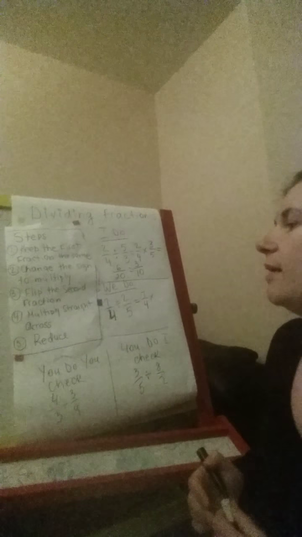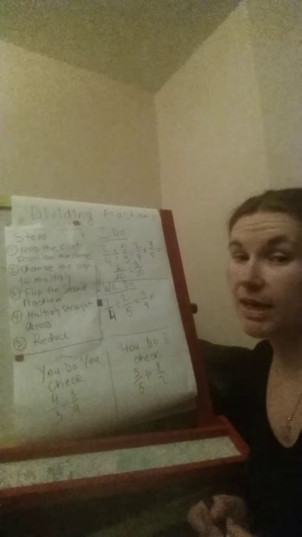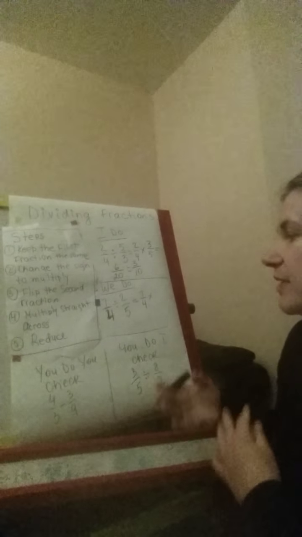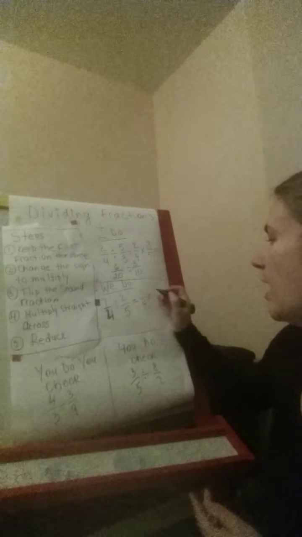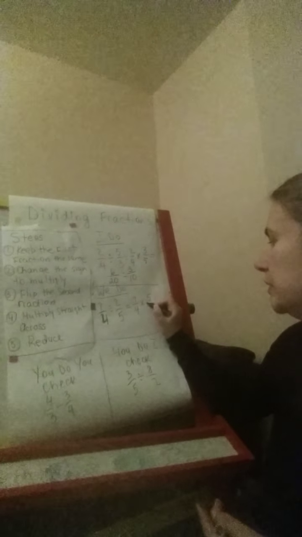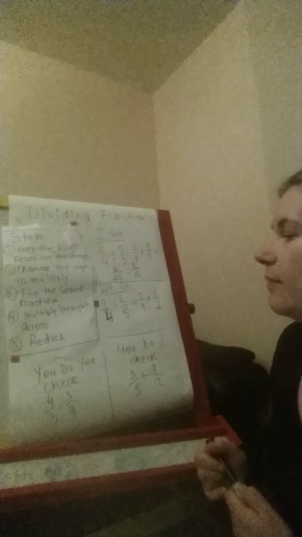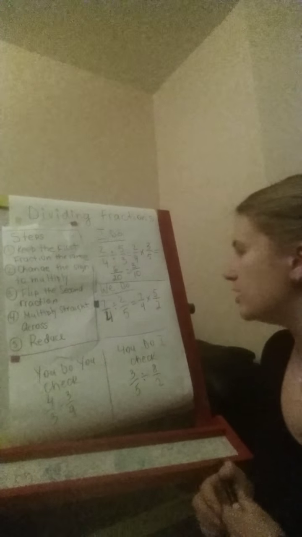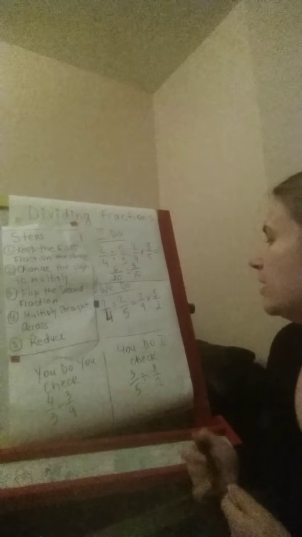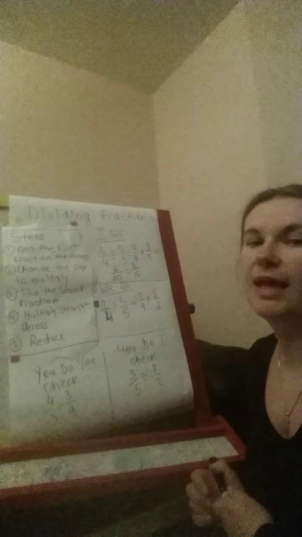What's the third step? Does anybody know what the third step is? Can we read what the third step is? Yes, okay, yes we can. Flip the second fraction, sure. Flip the second fraction. How do we do that? We have 2/5. Now we have 5/2. What's the next step? Multiply straight across. Yes, we're going to multiply straight across.